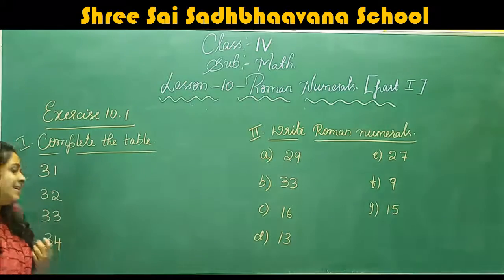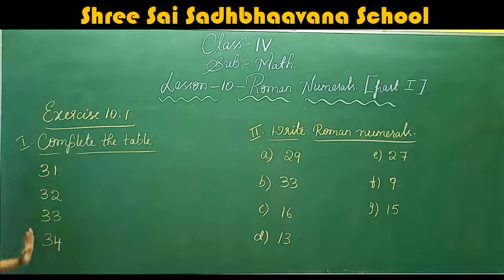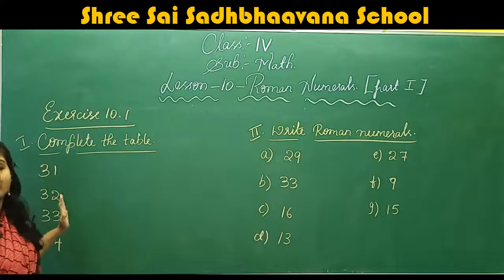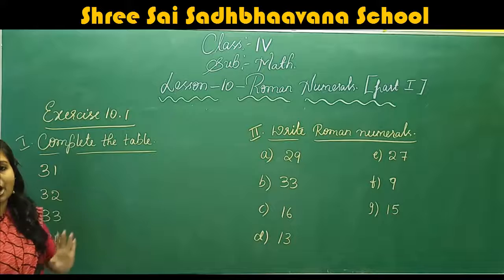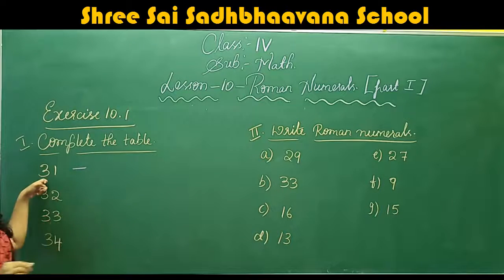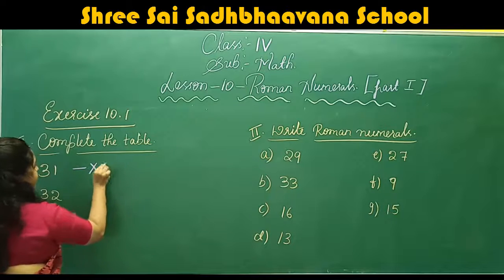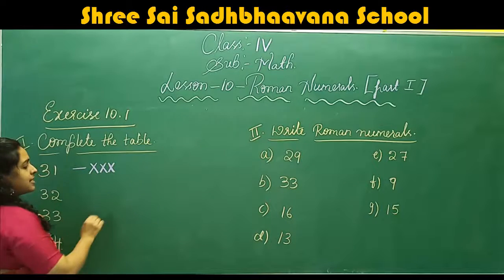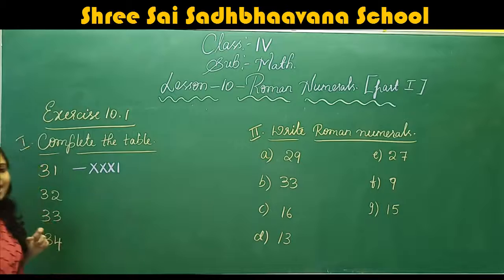You have to complete the table. See here they have given the Indo-Arabic numerals. So what you have to do? For that, first you have to write the Roman numeral. How to write the Roman numeral for this 31? Split the number. You can write easily 30 plus 1. So how to write 30? Nothing but 10, 10, 10. So this is 30 and 1, 31.